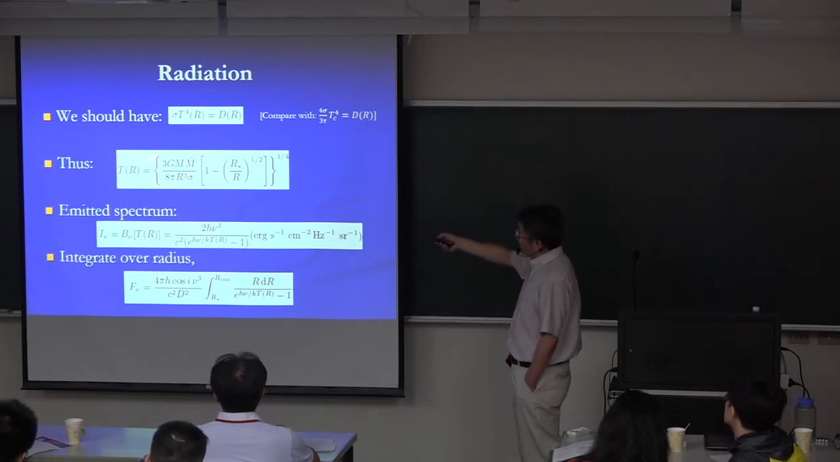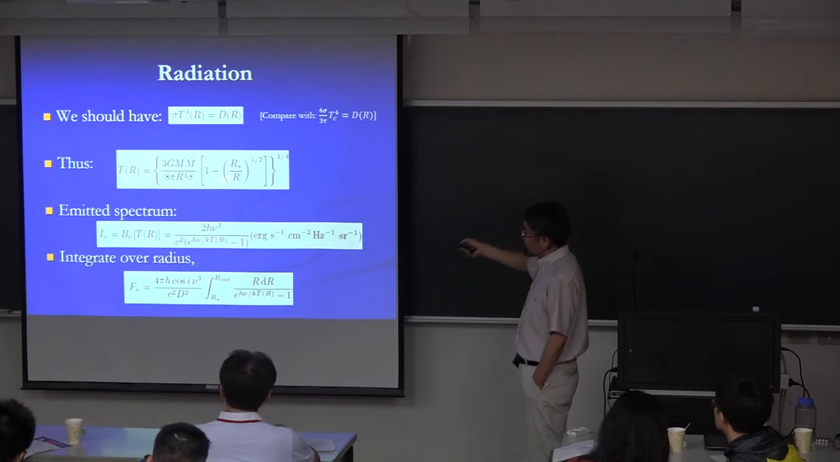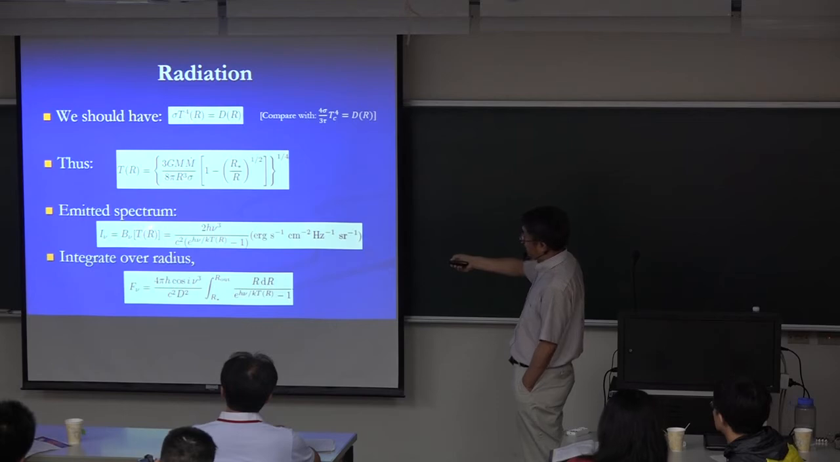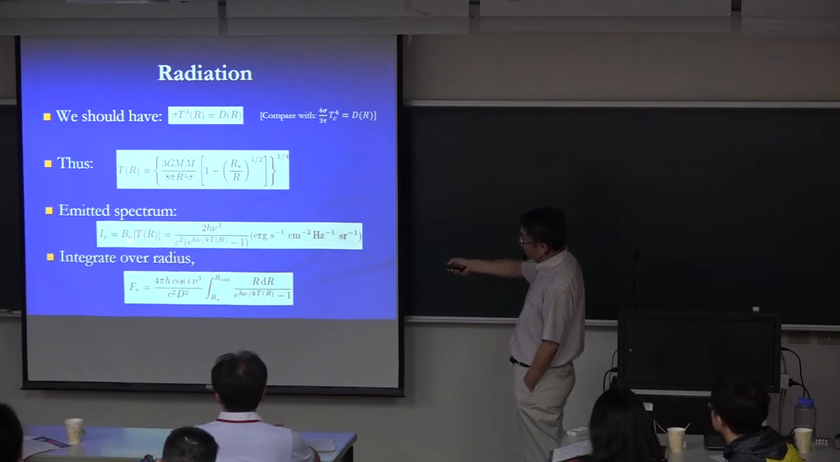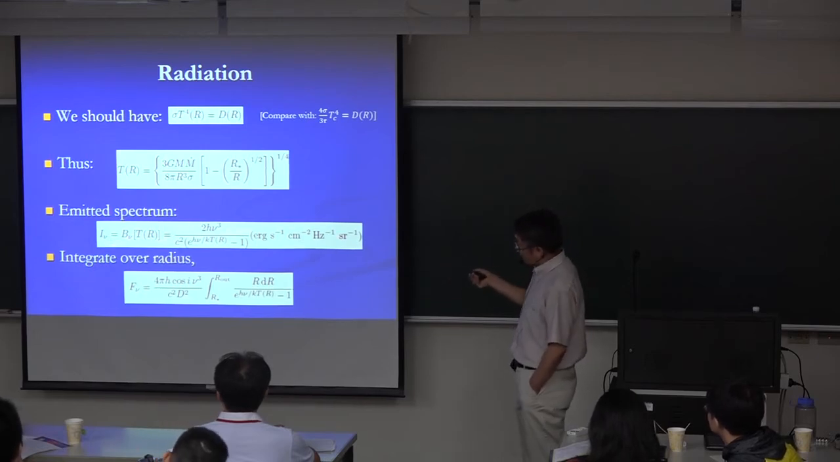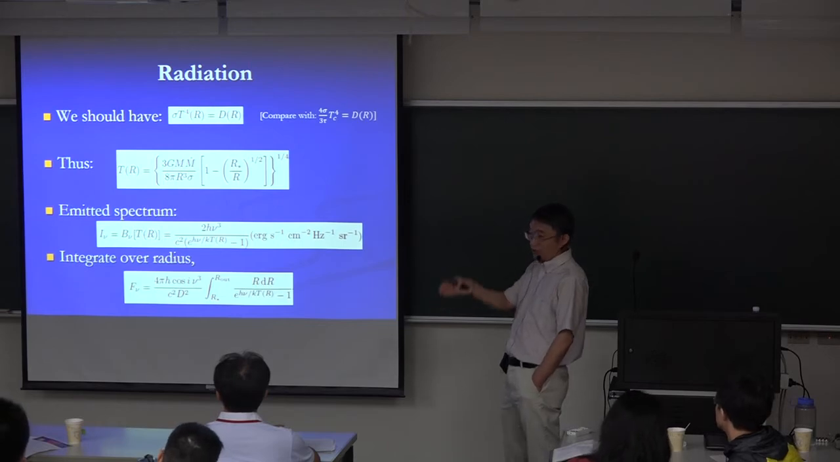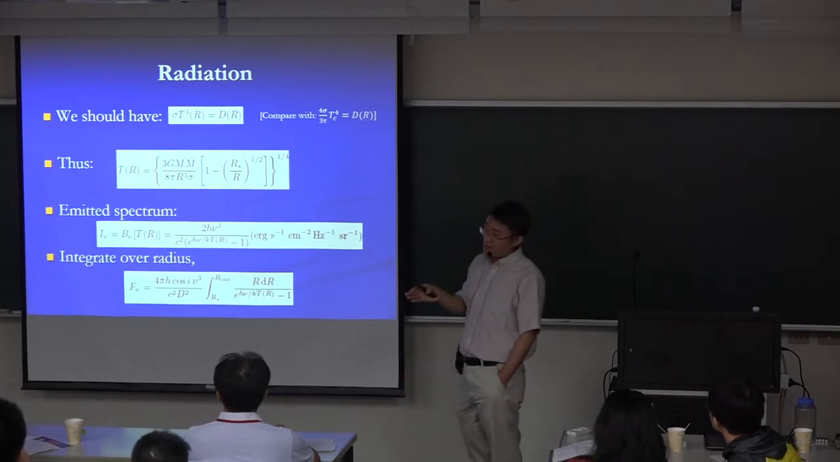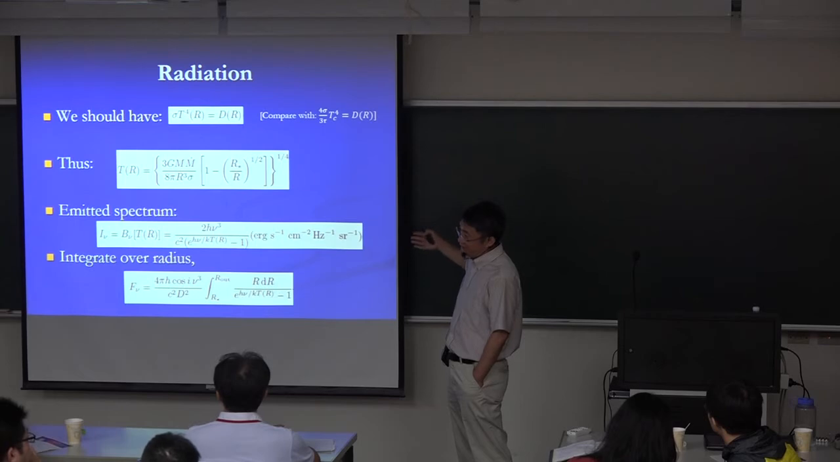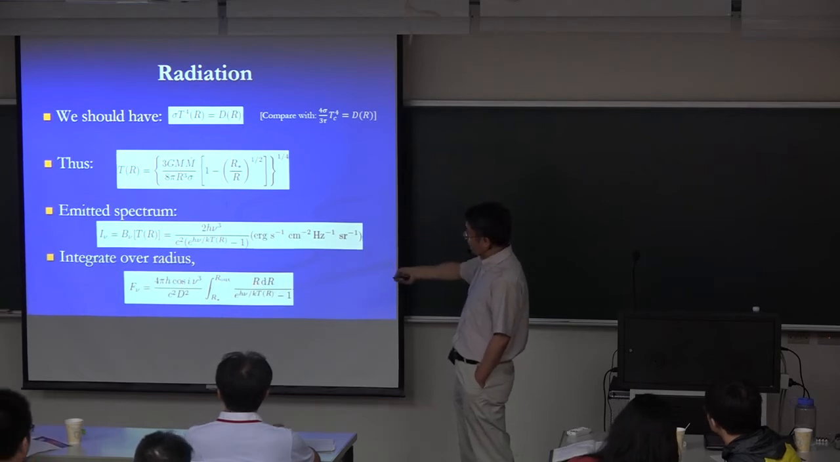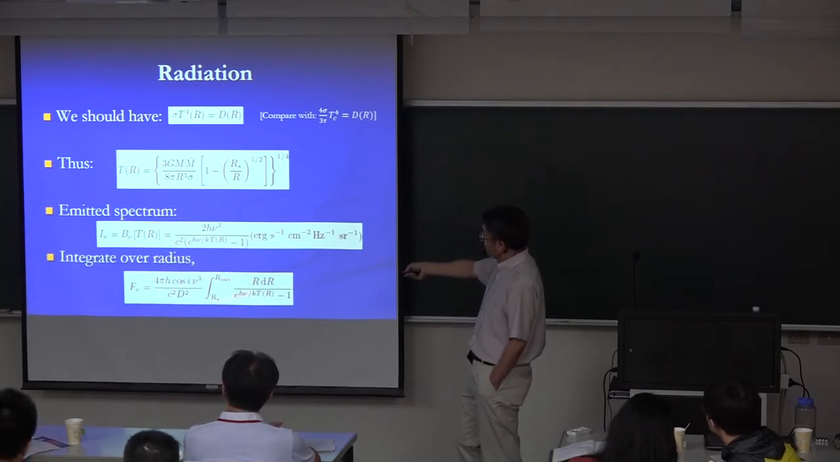The spectrum emitted by such a temperature structure is described by this, the emitted spectrum at each radius. At each radius, the temperature is described by T(R), and the spectrum is described by the Planck, or black body, spectrum. Then we integrate this spectrum from the innermost stable orbit, the innermost edge of the accretion disk, to a very large radius. We get the total spectrum of radiation, which is this equation.